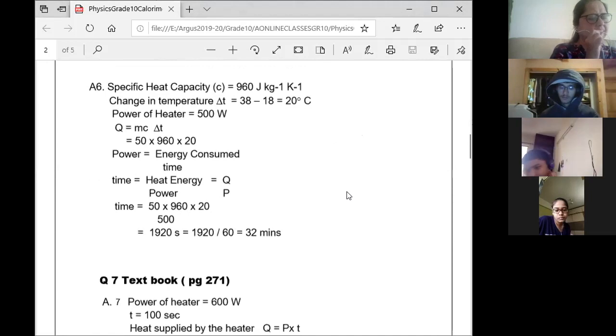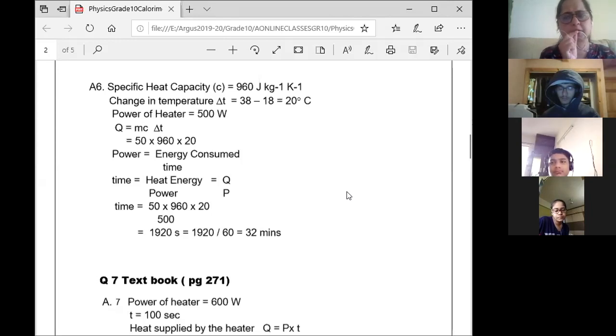Yes, Aditya Sunke, your question has come now. Find the time taken by a 500 watt heater. If it is written 500 watt, the power of the heater is 500 watt. You want to raise the temperature of a 50 kg material, so the mass is 50 kg. Whenever you hear specific heat, the word specific means you're talking of C. So C is given. C is equal to 960 joule per kg per Kelvin.